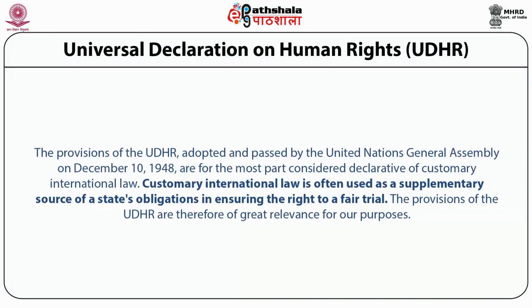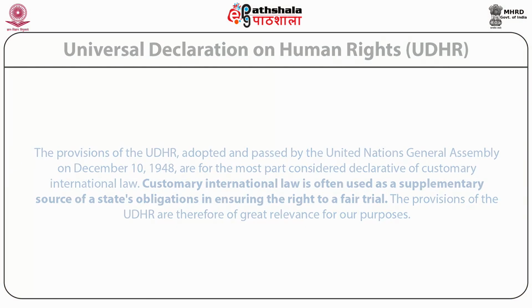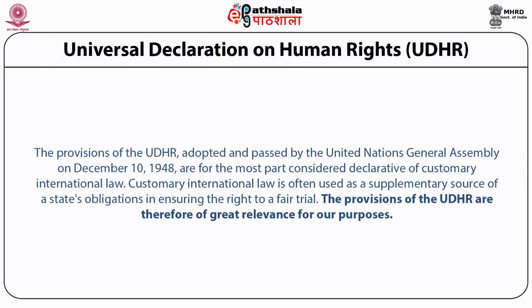Customary international law is often used as a supplementary source of a state's obligations in ensuring the right to a fair trial. What that essentially means is that, let us say India passes a law that curtails the human rights of its citizens, then India, as a signatory to the UDHR, has an obligation to adhere to the principles of the UDHR, even though the UDHR has not been passed by the Parliament of India, which represents the sovereign will of the people of India. Essentially, India gives up its sovereignty when it signs the UDHR. The provisions of the UDHR are therefore of great relevance for our purposes.